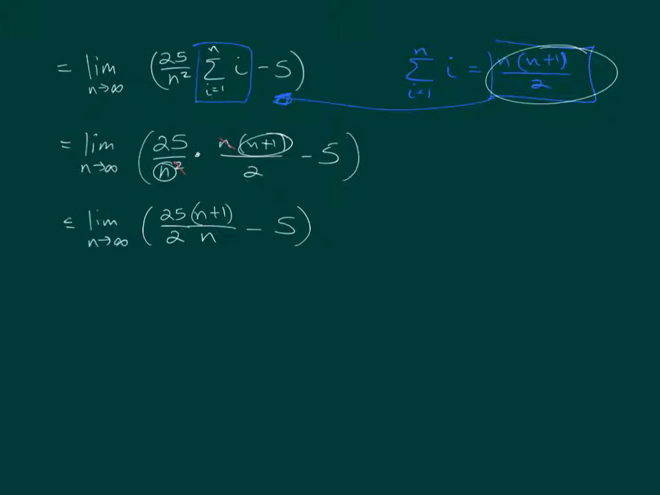The only thing left to do is to find this limit. So the easier term is back here, this negative 5. The limit as n goes to infinity of a constant is just a constant. So that is negative 5.